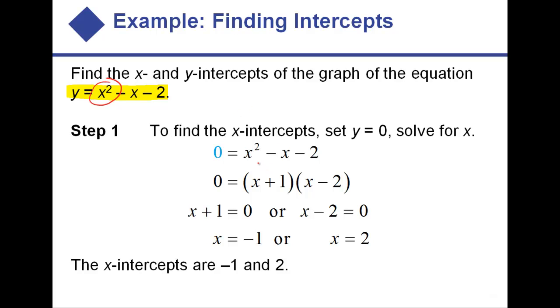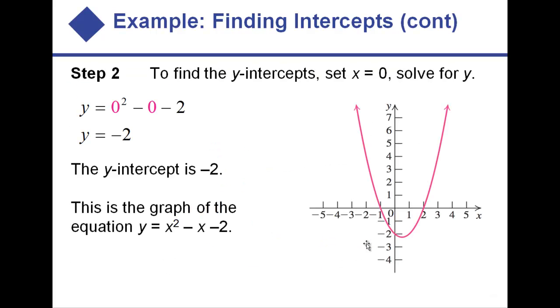Set them equal to 0, the only thing we can do is factor them, find our two factors, set each of those equal to 0, and get our two intercepts. So it's going to cross when x equals minus 1 and positive 2. Second, we set x equal to 0, which is really simple. You just make all the x's 0 in your original equation, and you get y equals negative 2.